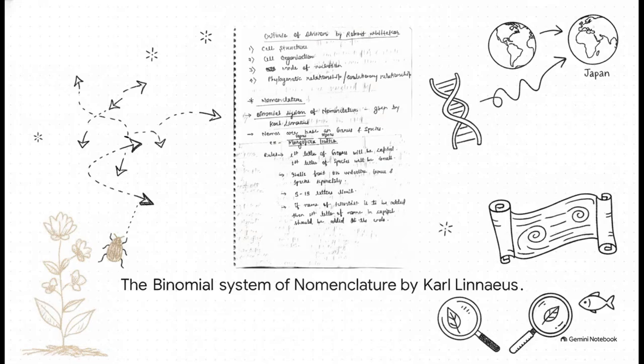Once we hit rock bottom, that final, specific species level, we have to name it. And we do this using the binomial system of nomenclature. This was yet another absolute masterstroke by Carl Linnaeus. It ensures that a scientist in Brazil and a scientist in Japan use the exact same name for the exact same organism. It completely avoids linguistic chaos.